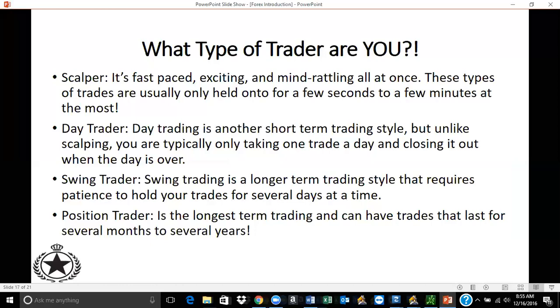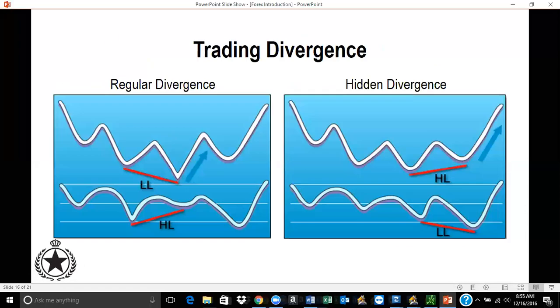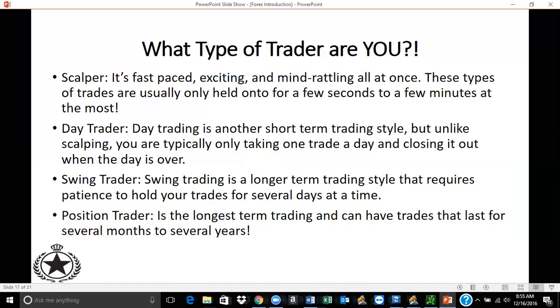If you don't have the patience to hold that trade and just see what happens between now and next week, that might be a tough trading strategy for you. You have to know yourself, know your strengths as a person, know what you like and what you dislike, and that's ultimately going to be the determining factor of what type of trader you are.